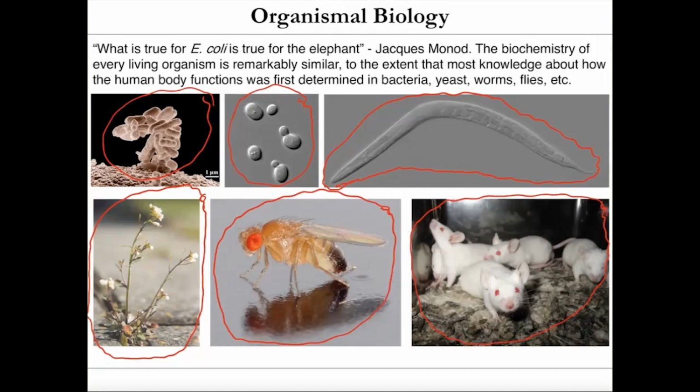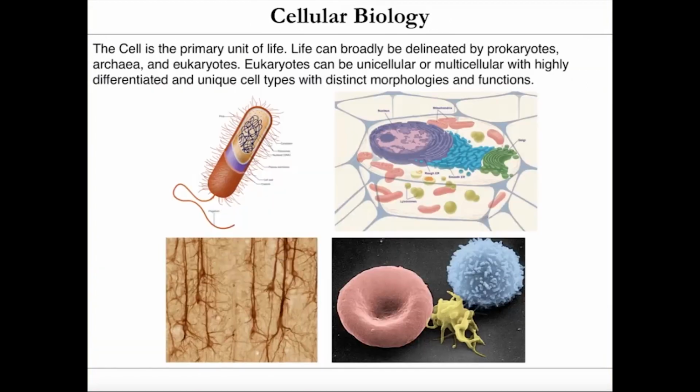So organismal biology is very important, and it gives us a chance to show how, and we'll discuss throughout the course, how the biochemical processes in something like E. coli hold true for human beings as well. And then we can go even a little deeper into cellular biology. As I mentioned earlier, the cell is the most simple unit of life. Life doesn't get any simpler than a single cell.